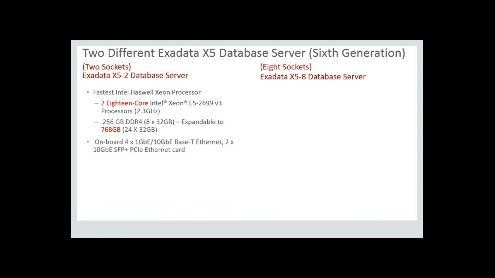Okay, so each database server has a 2 socket, 18 core Intel processor. That means in one machine you are getting 36 cores in one database server only. And you get 256 GB of RAM, which you can extend up to 768 GB.